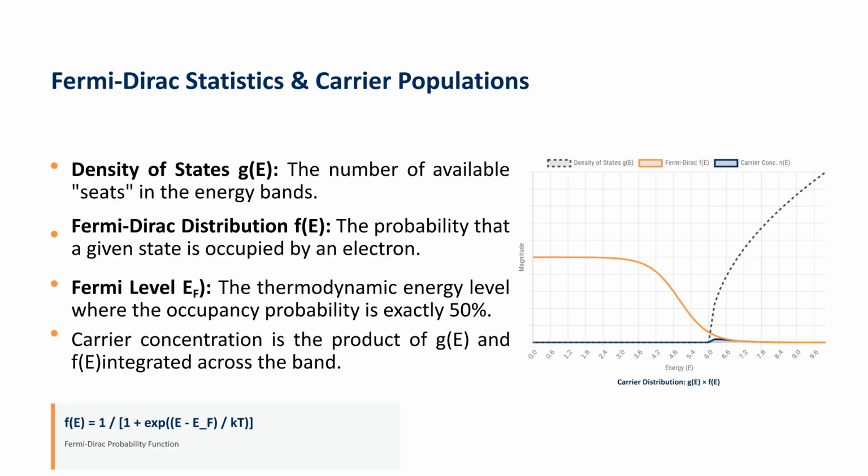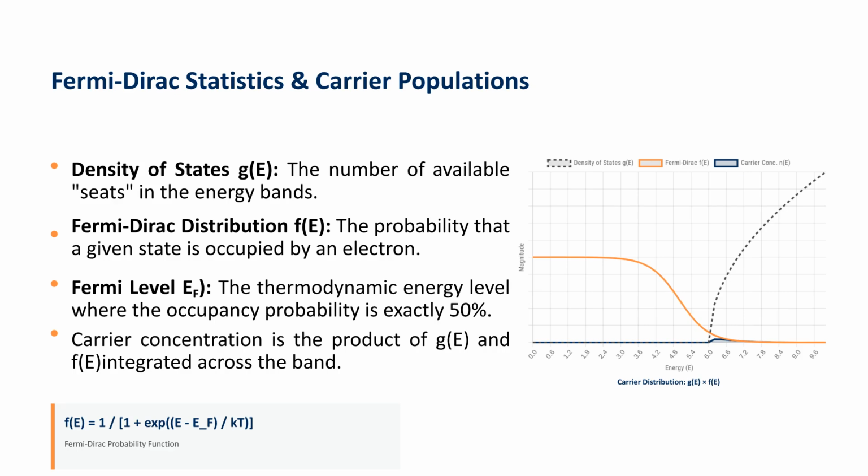Electrons are fermions, meaning they obey Fermi-Dirac statistics. The probability function states that the chance of finding an electron at a specific energy level equals 1, divided by the quantity of 1 plus e, raised to the power of the energy minus the Fermi level, all divided by Boltzmann's constant times the absolute temperature. The Fermi level is a vital thermodynamic concept. It represents the specific energy level where the probability of finding an electron is exactly 50%.